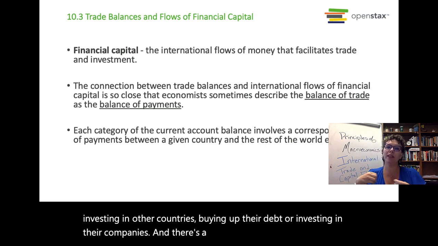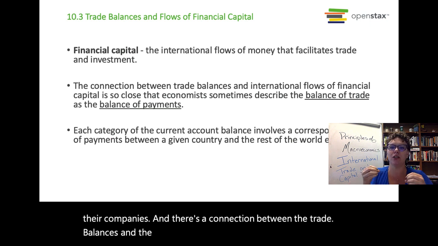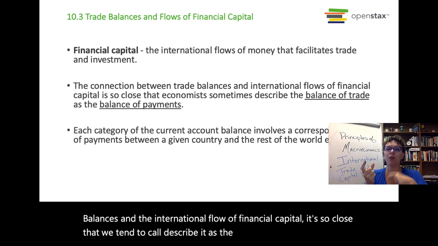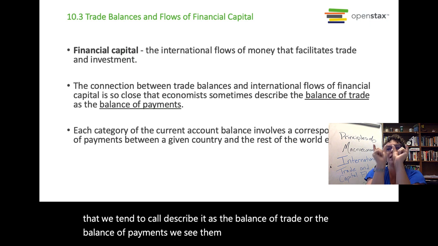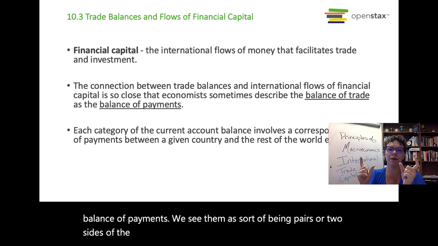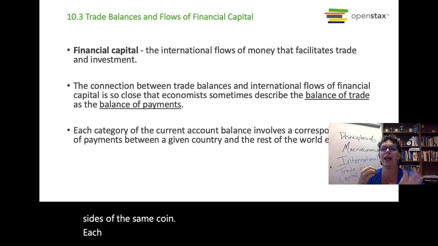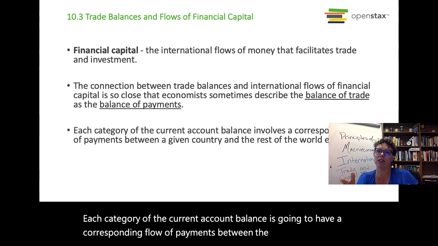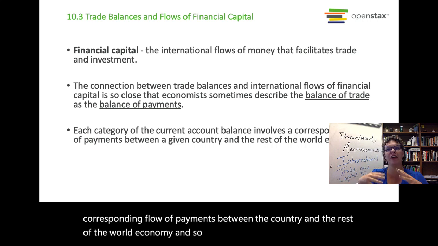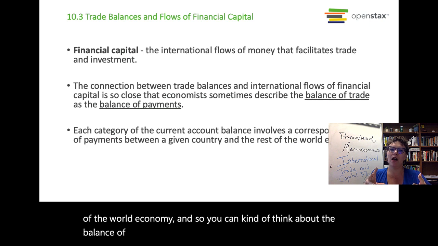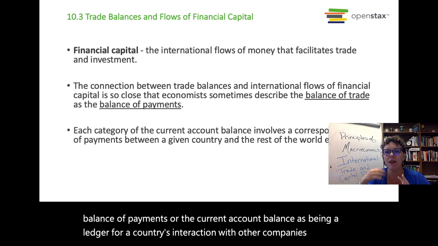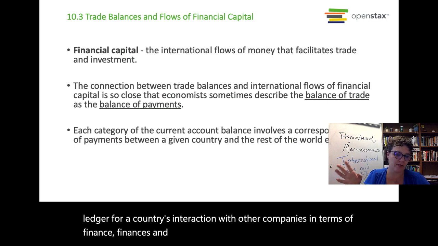And there's a connection between the trade balances and the international flow of financial capital. It's so close that we tend to describe it as the balance of trade or the balance of payments. We see them as sort of being pairs or two sides of the same coin. Each category of the current account balance is going to have a corresponding flow of payments between the country and the rest of the world economy. And so you can kind of think about the balance of payments or the current account balance as being a ledger for a country's interaction with other countries in terms of finances and goods and services.